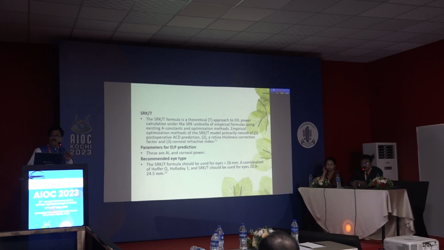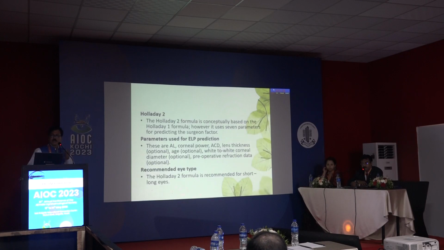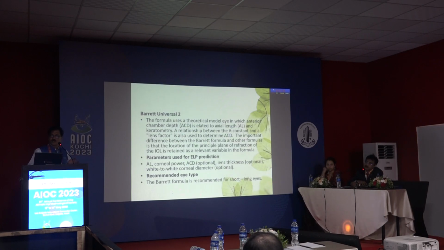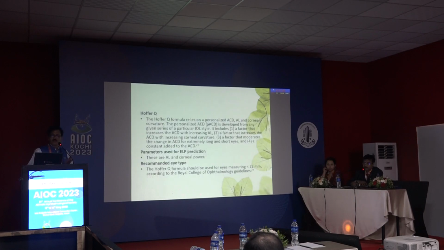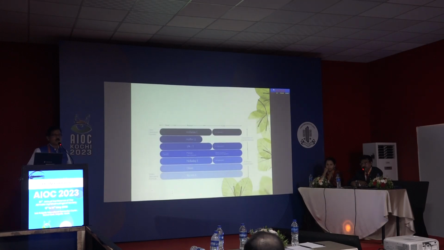SRK/T generally can be used in the normal range of 22 to 24.5 and for more than 26 mm. Holladay 2 can be used for the whole spectrum from the short to the long eyes. Barrett's Universal 2 also can be used for the whole spectrum. Haigis also can be used for the whole spectrum. Hoffer Q is generally preferred only for short eyes, less than 22 millimeters. So you have to know which formula to use in which eyes. You can just write it somewhere. This diagram is there. I just paste it somewhere whenever you do the biometry, so that you know that if the axial length is less than 22, you go for Hoffer Q.